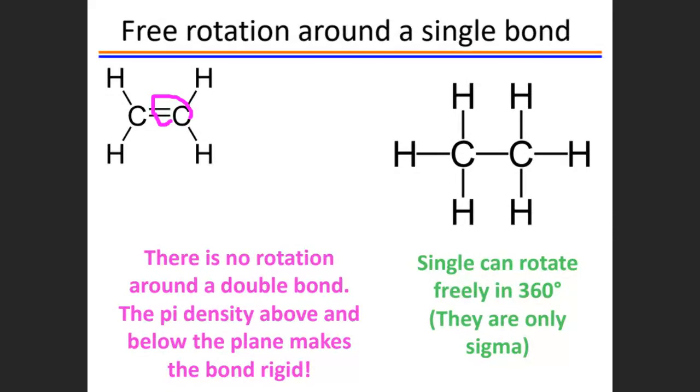So single bonds can rotate freely 360 degrees, and they are mainly sigma. And double or triple bonds cannot move freely in 360 degrees because of the pi density above and below the plane, which makes the bond very rigid, as I just said.